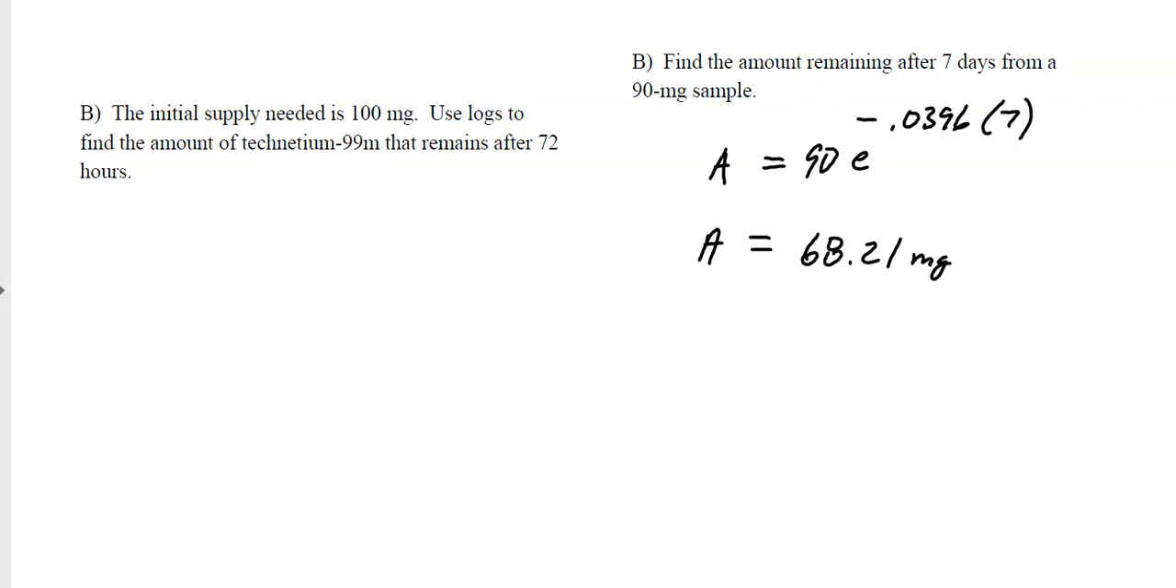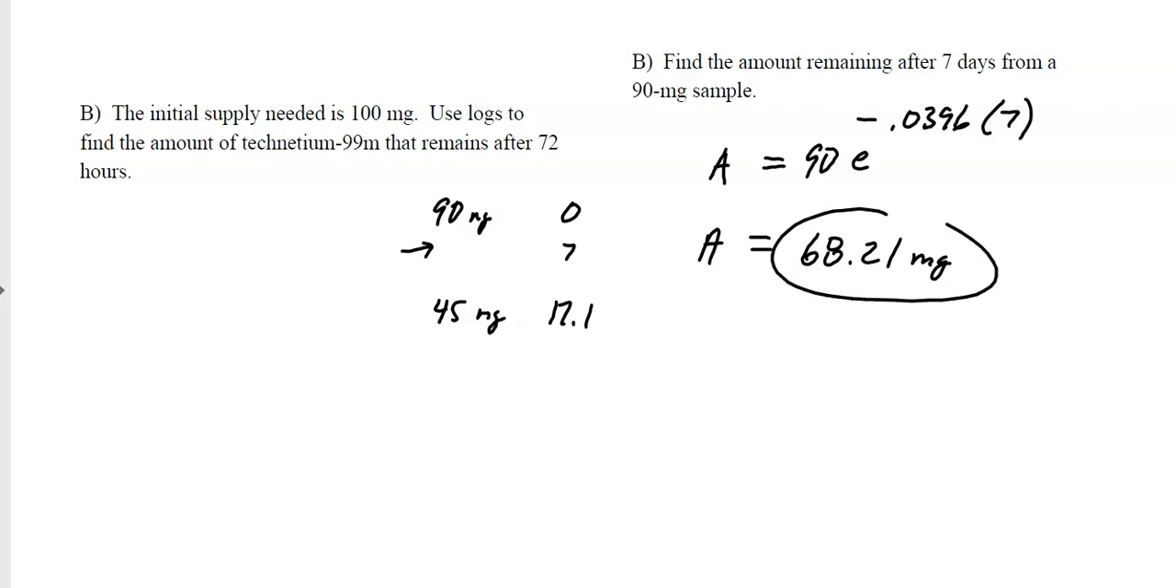That makes sense because the half-life was 17 days. If you think about it in a chart, 90 milligrams at 0 days, at 17.1 days we go down to 45 milligrams. We get cut in half. But I wanted to know what happened only after 7 days. So I'm going to be closer to 90 than I am to 45. And this looks like it would work.